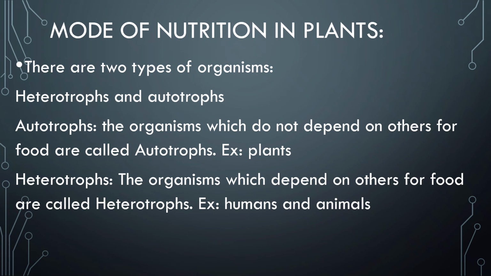Heterotrophs and autotrophs are two different kinds of organisms. Here, heterotrophs depend on autotrophs. For example, humans and animals depend on plants for their food.